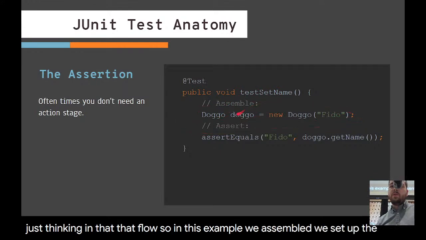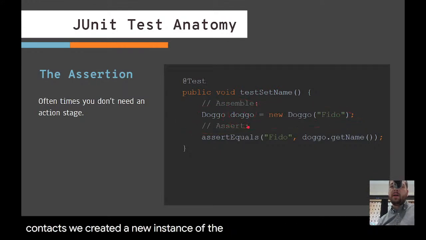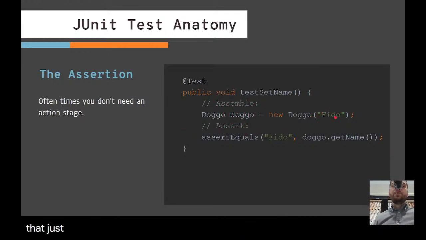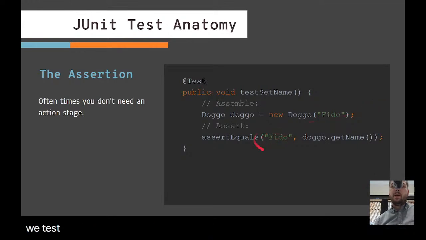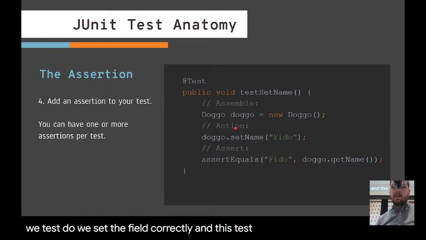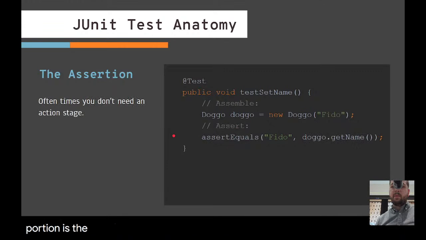So in this example, we set up the context, we created a new instance of the doggo class, and we passed in Fido, and that just gets passed into this constructor. So now the field equals Fido, and so now we test. Do we set the field correctly? And this test is essentially, the assertion portion is the exact same in both cases. We just skipped the action.